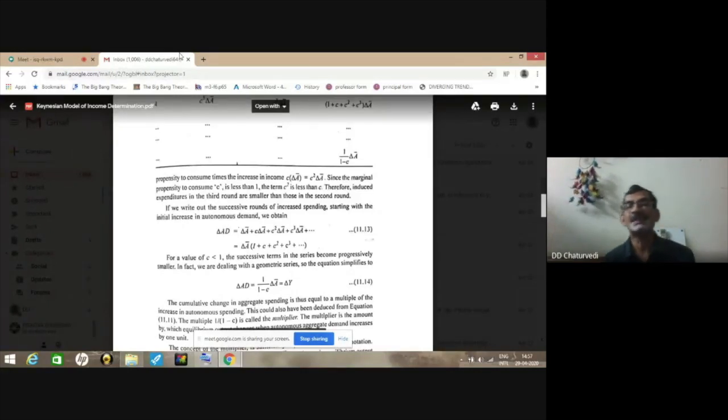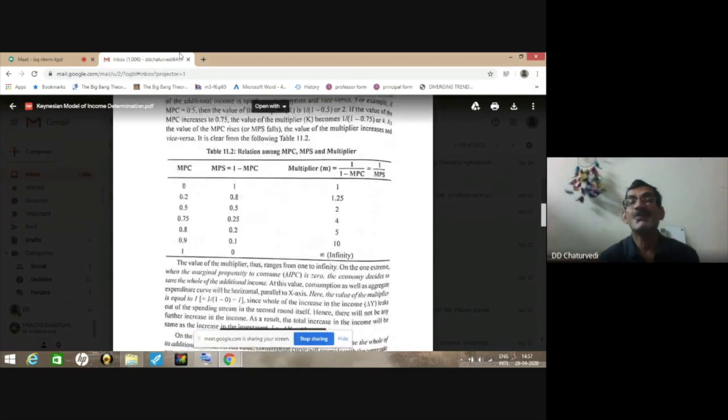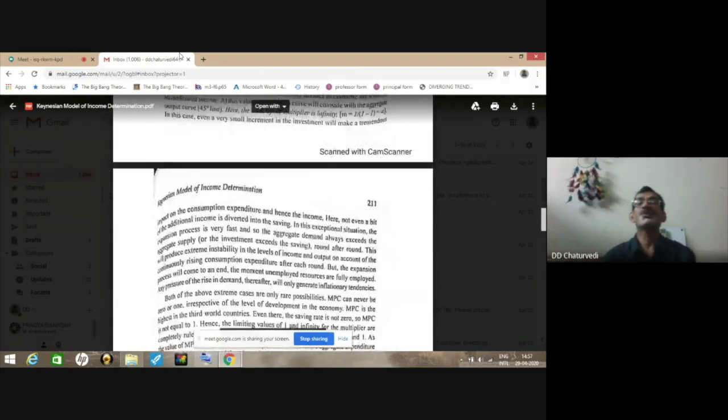So from this equation, you get delta Y upon delta A bar is equal to 1 upon 1 minus C, that is the investment multiplier. Well, students, I've told you several times that the last three chapters are very, very important from the examination point of view. I have already covered chapter number 10. The 11th chapter is much more important, even more important than the previous one. And still, the most important chapter would be the next one. But you cannot understand the next chapter without understanding the present chapter.